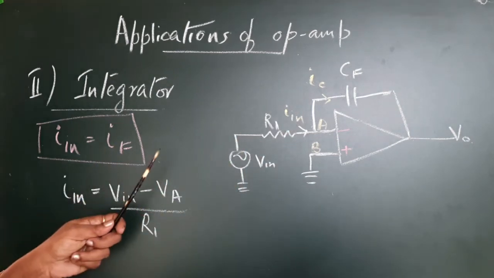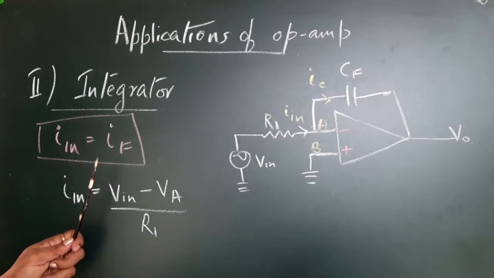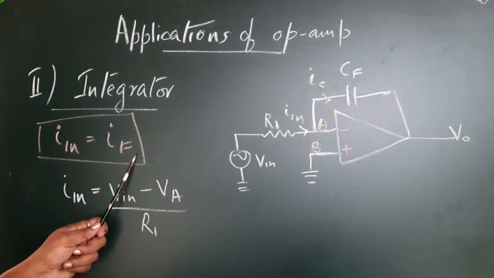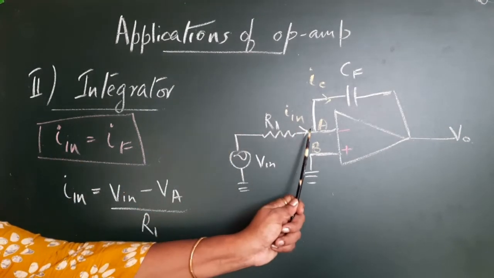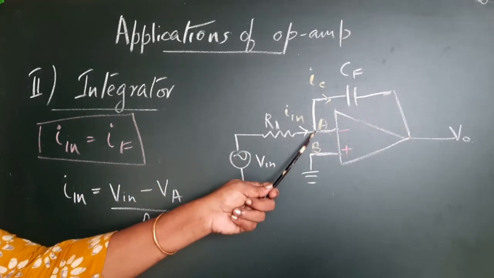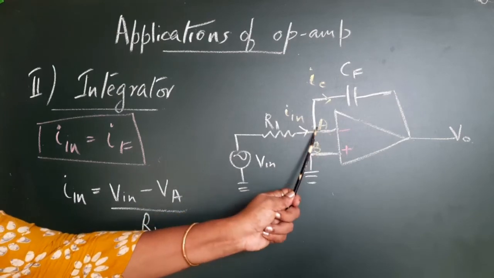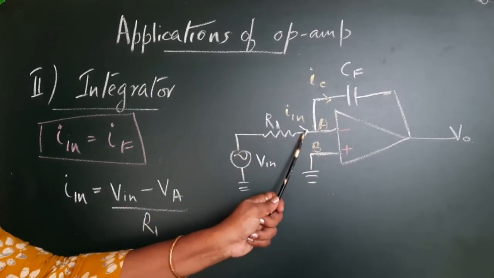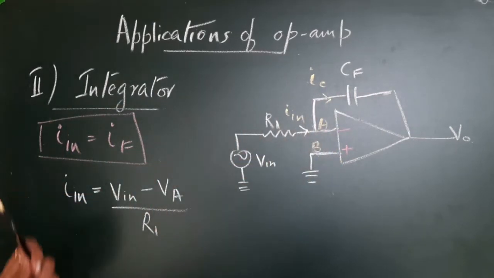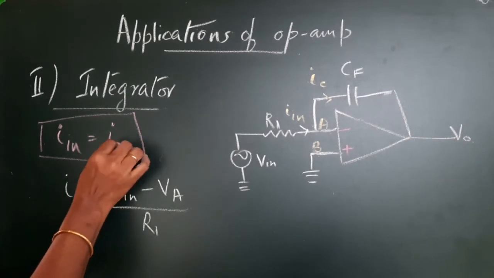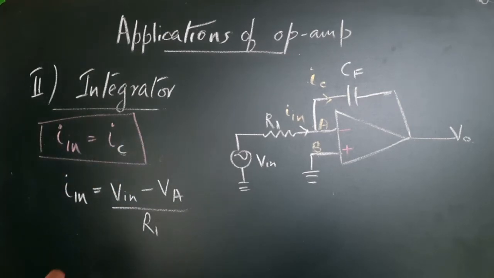So, coming to the derivation part of it, we have the thumb rule In equals If. All the current that is flowing through this circuit will flow through this feedback component. Because of the concept of virtual ground, no current or no significant current will be flowing in. All this current will flow through this. So, In equals IC or If. I can also put it as IC in this case.